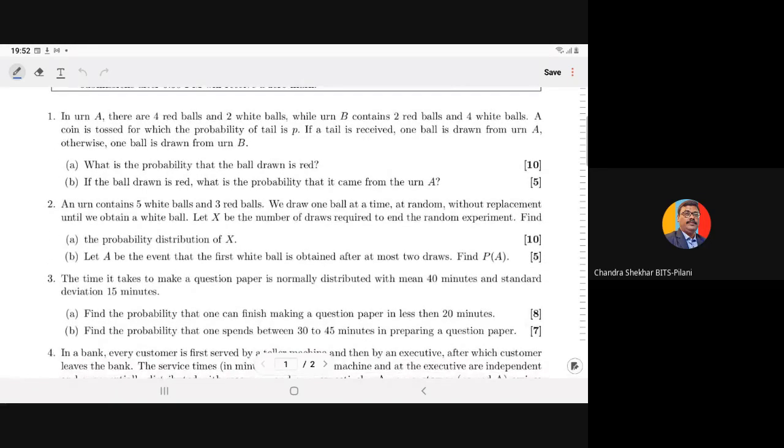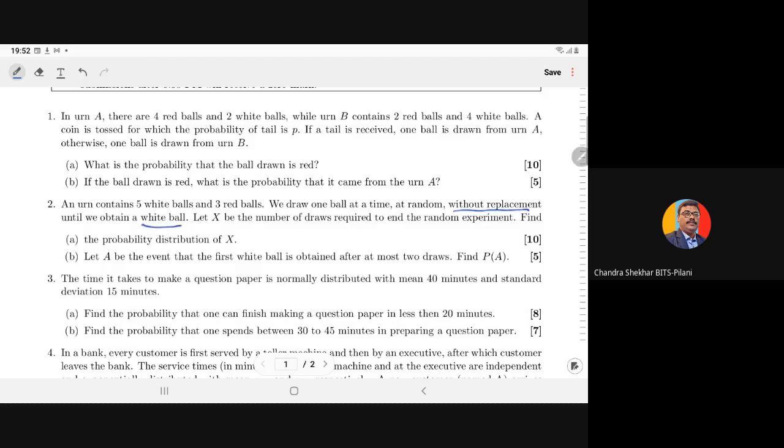Second question. An urn contains 5 white balls and 3 red balls. We draw one ball at a time at random without replacement. So this is the main thing to note. This experiment we are doing without replacement until we obtain a white ball, and the required result is the white ball.